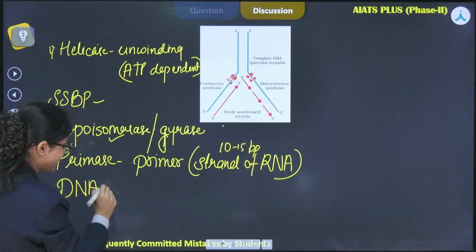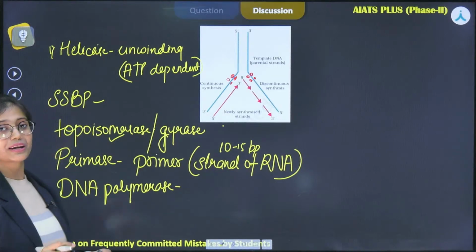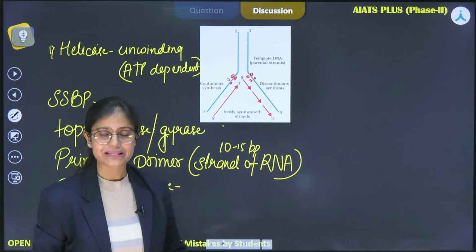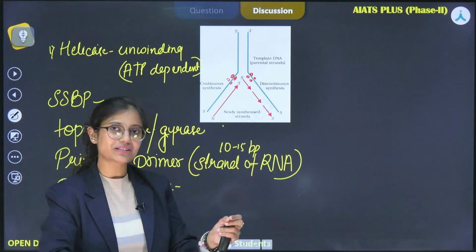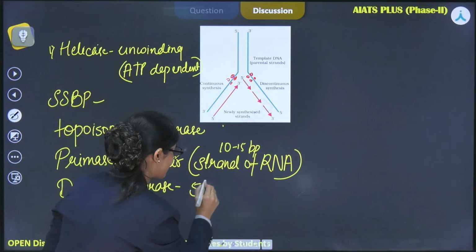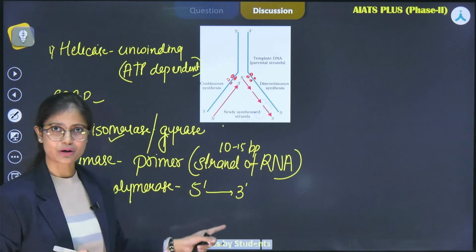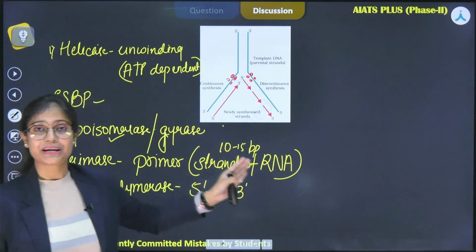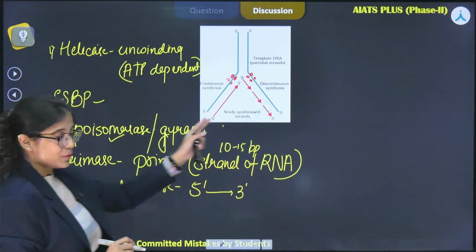Next enzyme here, the master enzyme of this process, DNA polymerase. The complete name of it is DNA dependent DNA polymerase. That means by depending on the DNA, it is polymerizing DNA. That means the template is also DNA and the synthesis is also DNA. And the activity of the DNA polymerase enzyme is from 5' to 3'. Remember this, it is very important. That means the template strand will be 3' to 5'. Okay? Now let's see the diagram.